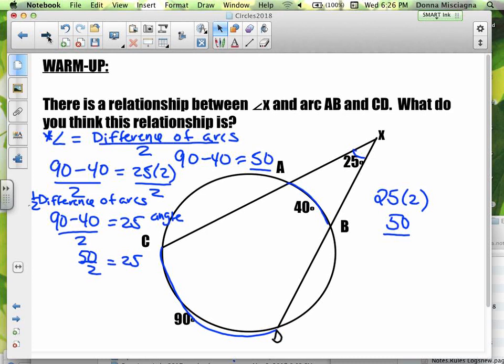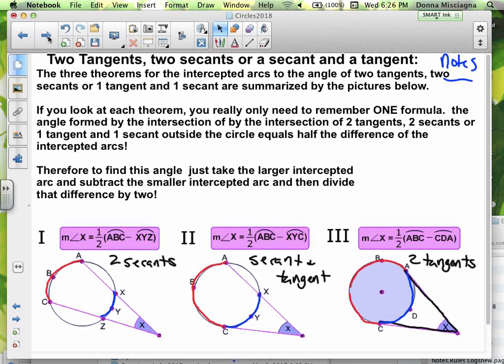All right, so let's look at this. And now we have 3 different scenarios here of how this angle could be formed outside the circle, depending on whether this angle was created by tangents, by secants, or by a secant and a tangent. The nice thing is there's not a whole lot of formulas to memorize on this one. So 2 tangents, 2 secants, or a secant and a tangent. The 3 theorems for the intercepted arcs to the circle of 2 tangents, 2 secants, or 1 tangent and 1 secant are summarized in the pictures below. And I just gave you the pictures.